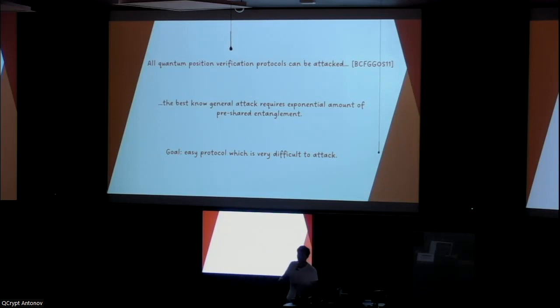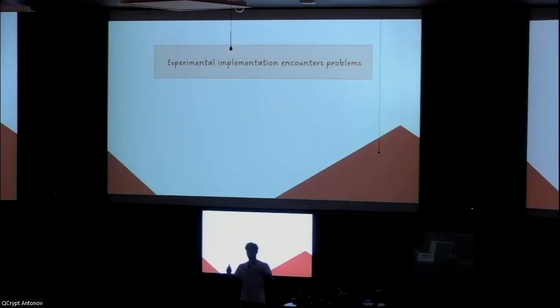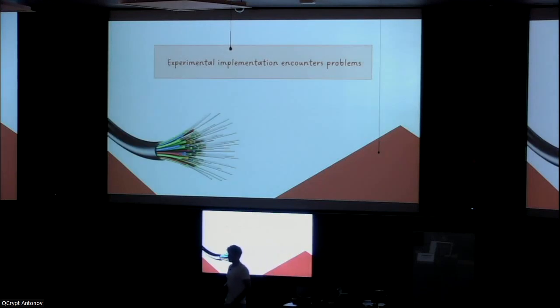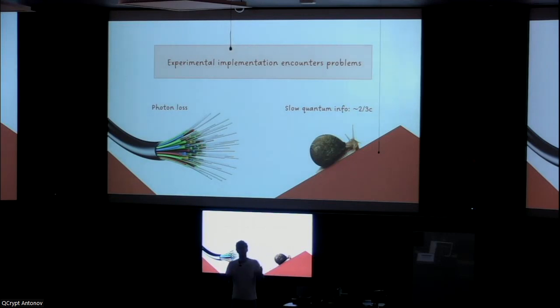Our ultimate goal is to find an easy protocol which is very difficult to attack. Also, we shouldn't forget the experimental implementations, because there are problems big enough that they force us to redesign our protocols. When you send photons, you can think of sending them through an optical fiber, like this. The first problem is that there is loss. Another problem is that quantum information travels slowly, pictured by the snake here. I said at the beginning that everything was based on sending messages at the speed of light, so this is a problem. Also, in a quantum network with optical fibers connecting nodes, it's likely that the path is not going to be a straight line between two points. In the end, you will have a longer path, and we also have to take that into account.